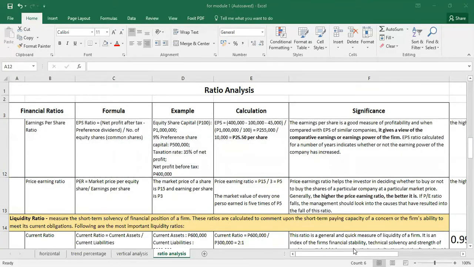Is it recording? Wait lang ha. I-check ko lang kung nagre-record ang aking... Okay, nagre-record naman siya. Okay.